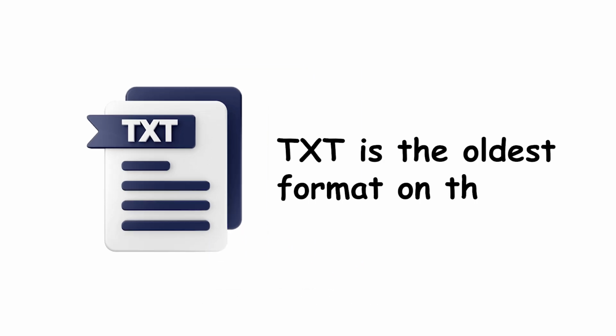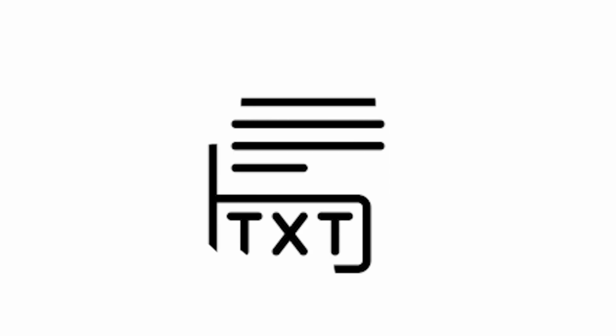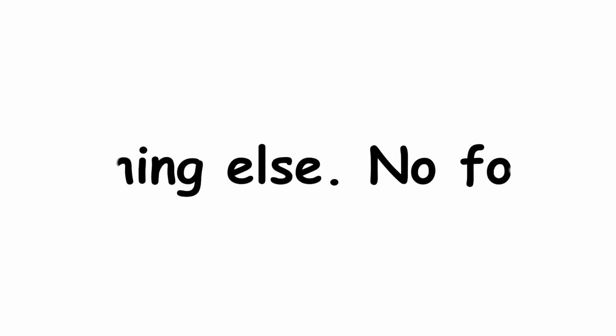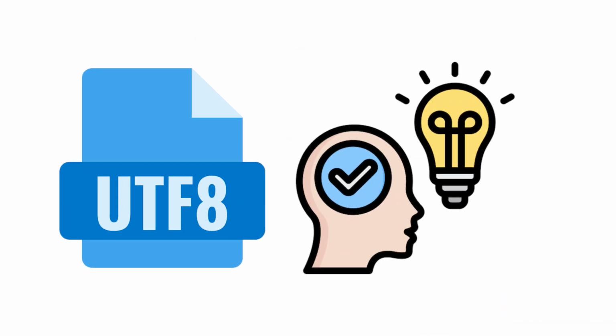TXT, plain text. TXT is the oldest format on this list, and it'll outlive all of them. A plain text file is exactly what it sounds like. Characters encoded in a standard like ASCII or UTF-8, nothing else. No fonts, no colors, no formatting metadata. Just the characters themselves.